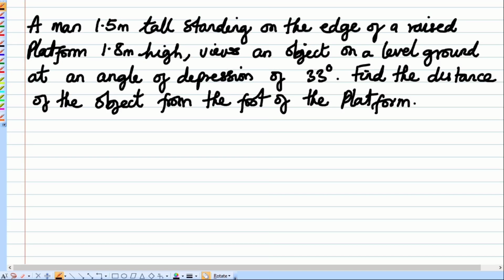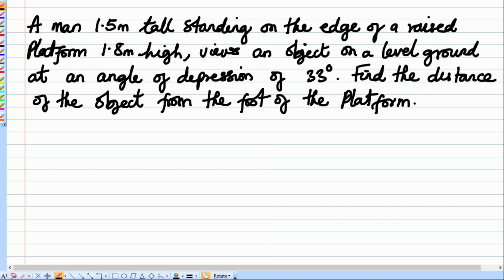Okay, so today we're going to look at another question on angle of elevation and depression. We just learned how to solve more complex problems that require more critical thinking. So we have a man 1.5 meters tall standing on the edge of a raised platform 1.8 meters high, who views an object on level ground at an angle of depression of 33 degrees. Find the distance of the object from the foot of the platform.